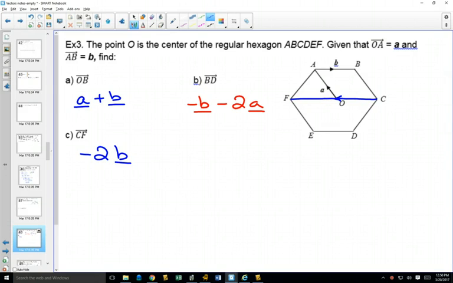If I draw one of these triangles, it makes an equilateral triangle. That's why all of those lengths are going to be the same. Could you have gotten from C to F in a different way? Yes. Can you see that you could have gone from here to here? That would have been an A. And then a negative B. And then this one is a negative A plus B. Combining all those together, and you'll get negative 2B as well.